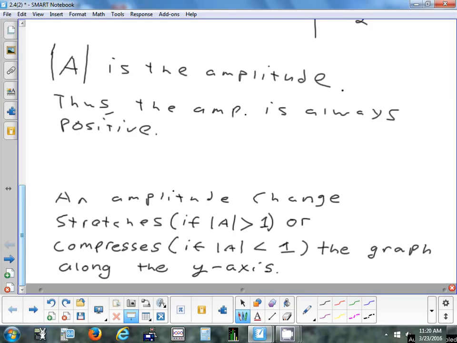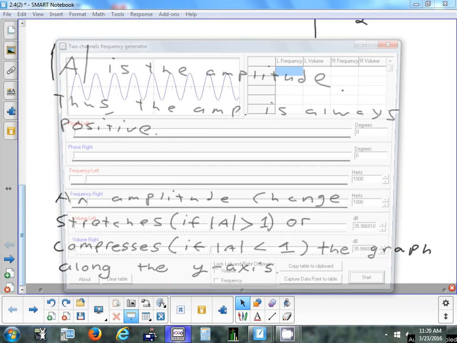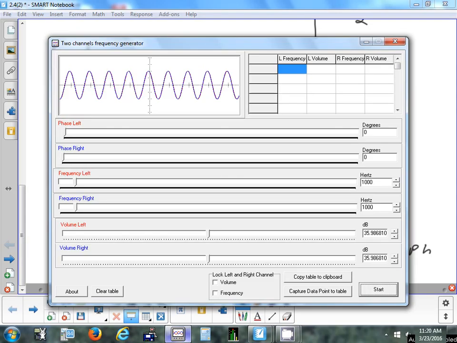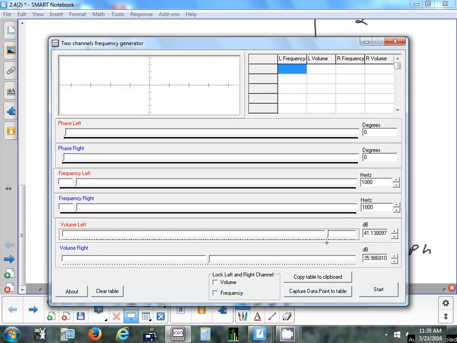Right, and we can take a look at what an amplitude change would sound like. We'll do that next. So visually, this is what an amplitude change looks like. Think of the one in blue as the original. Think of the one in red as the new one. That would be a compression. That would be a stretch.